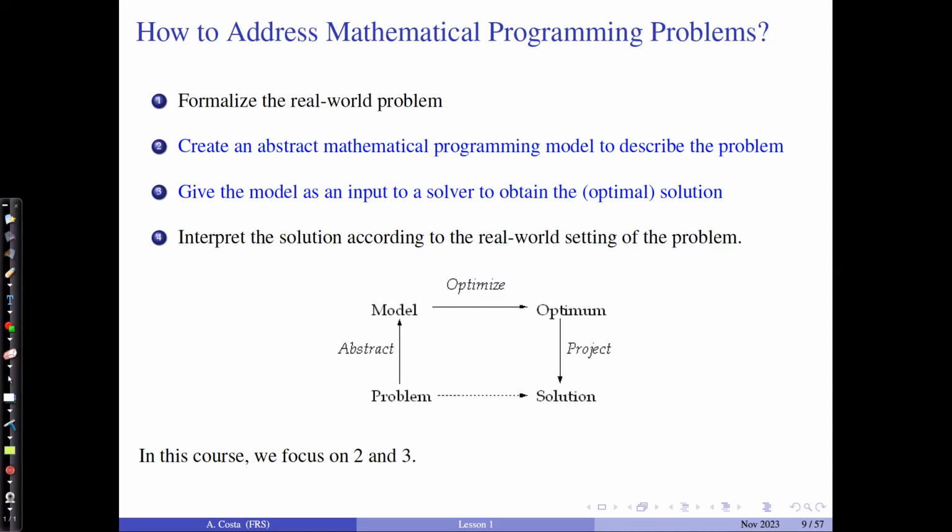Finally, we need to interpret the solution in the real world. Why? Because many times the models that we develop are abstract. It's very hard to create a one-to-one representation of a problem because it can be very complex. So usually we may need to do some kind of approximations and abstractions. And this means that the solution we find sometimes may need to be interpreted to make sense in the real world. In this course, we focus on the second and third points: how to create the mathematical model of the problem and how to solve the problem.